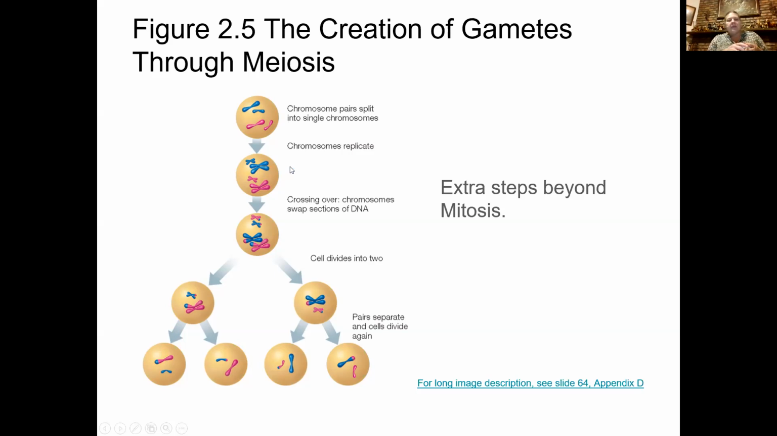What would happen normally is the cell would split and you'd have two complete packets to go each way, as in your normal cells. But because these sex cells are a little bit different, we have something that occurs called crossing over.